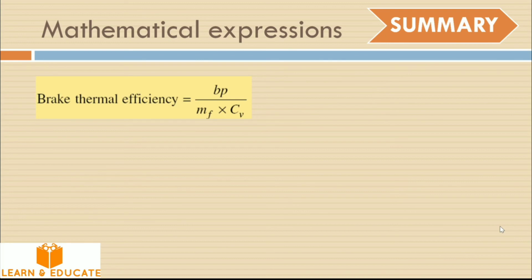Now the brake thermal efficiency, already we have seen, is the ratio of brake power, how much brake power is produced for the given fuel input. MF is the mass flow rate of fuel and CV is the calorific value of fuel.